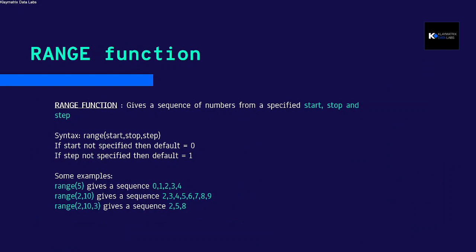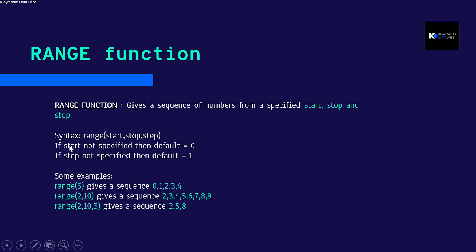Now, before we get into our first loop, which is the for loop, we need to understand one important function, which is the range function. If you already know it, it's great. You can skip this part. Otherwise, let's talk about the range function. The range function gives a sequence of numbers from a specified start, stop, and step. Basically you specify the start, stop, and step parameters or values, and the range gives a sequence of numbers based on this.